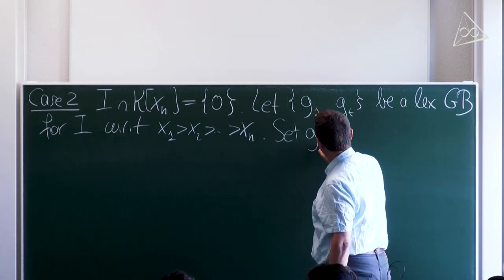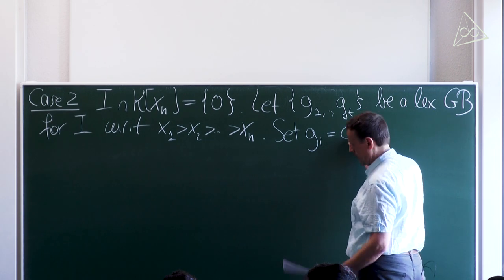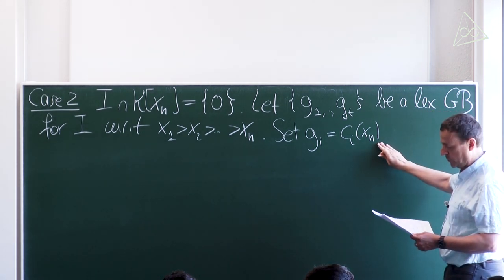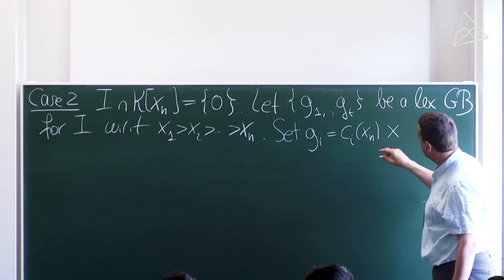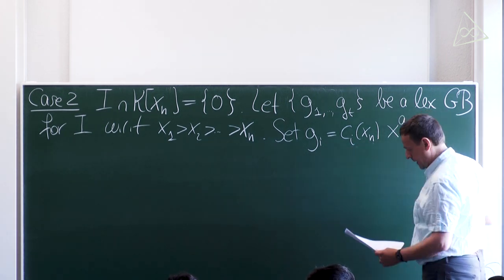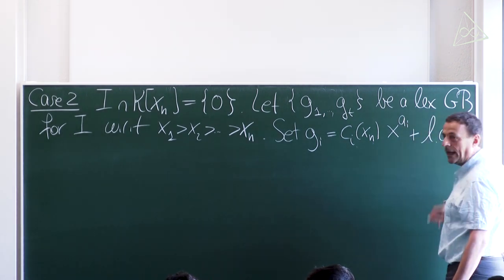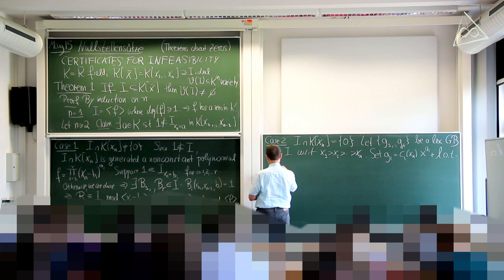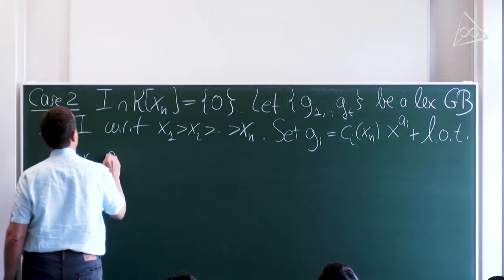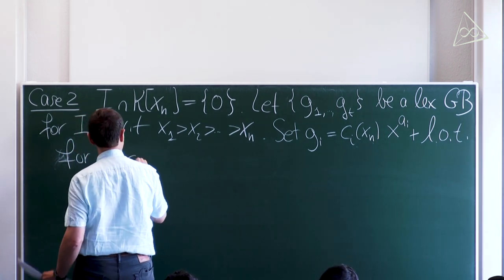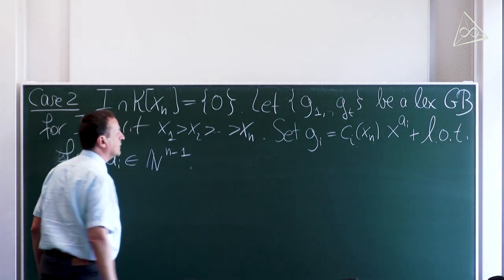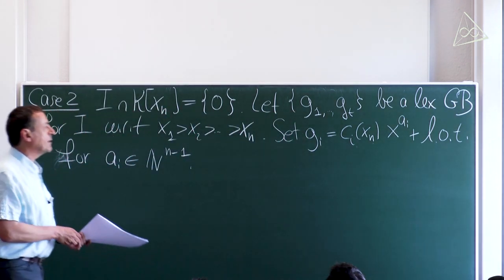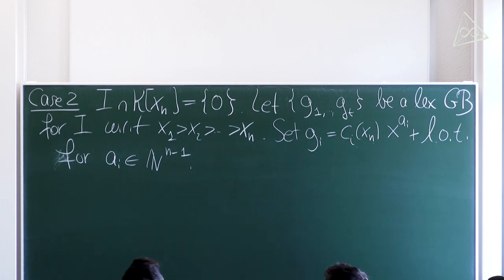Let's look at this Gröbner basis. The ith element Gi, I'm going to think about it as a polynomial in the first n minus 1 variables whose coefficients are polynomials in Xn. So I'm going to write this as Ci of Xn times x to the Ai plus lower order terms. LOT is lower order terms. I'm focusing on the leading term, x to the Ai, where Ai is a non-negative integer vector of length n minus 1. So I'm focusing on the highest term in the lexicographic order, now restricted to the first n minus 1 variables. Okay?